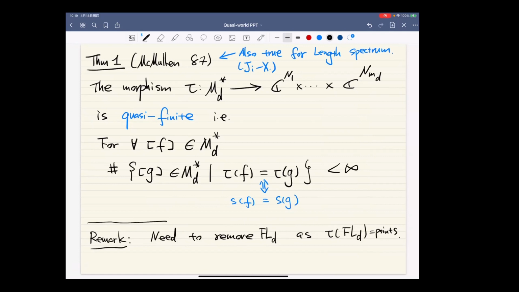And recently with Zhu Chaoji, we also showed that the same statement holds for the length spectrum. So if we replace the multiplier spectrum by the length spectrum, the theorem still holds.